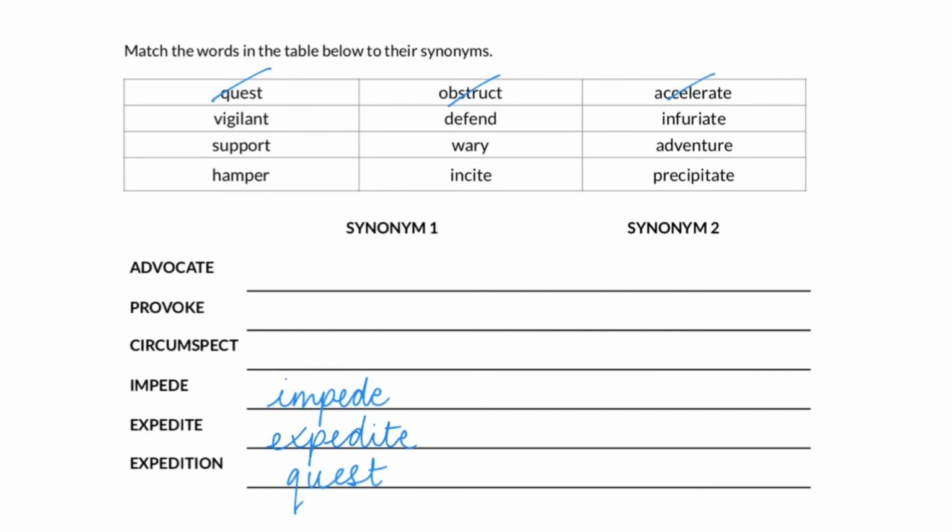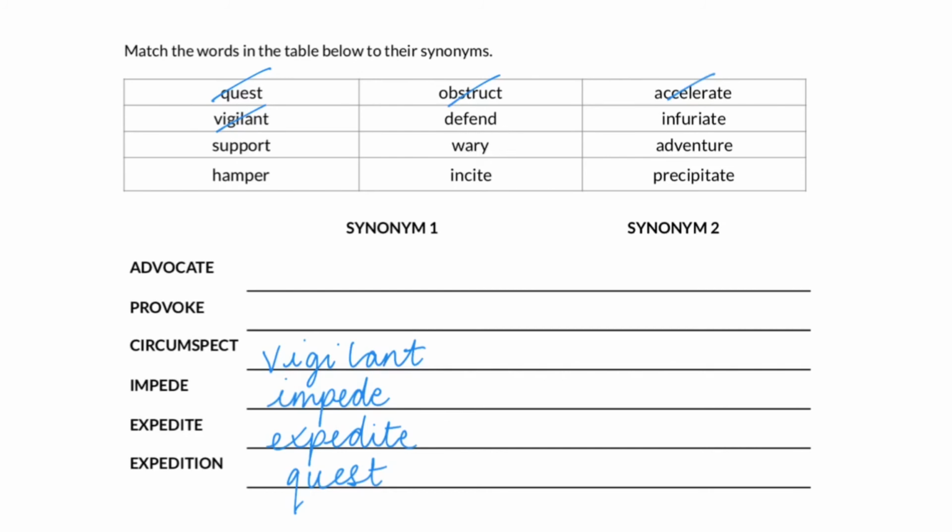Vigilant, you're being watchful, you're being cautious, and another word for that might be circumspect. Now, a circumspect person might be a little less outgoing than someone that's just vigilant. Circumspect might be almost shy. They're wary because they're a little afraid.